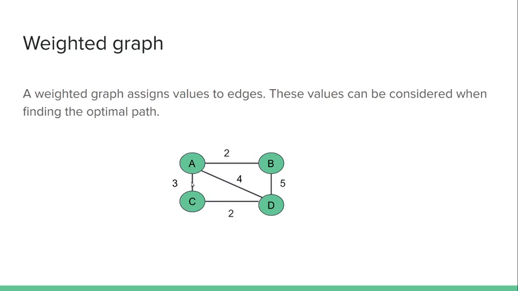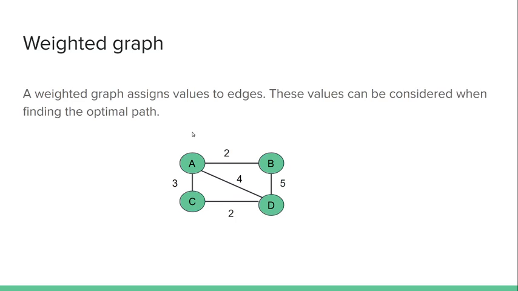If we look at what we have here, this edge from A to B has a weight of 2, and the edge from A to D is twice as costly. It has a weight of 4. So it costs twice as much to go from A to D as it costs to go from A to B or B to A.